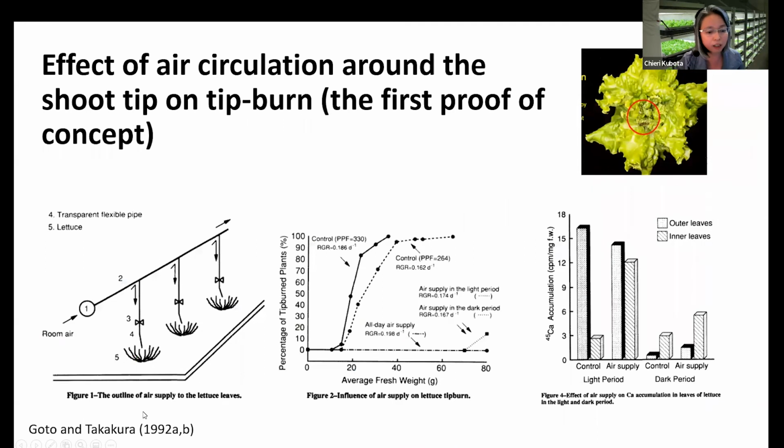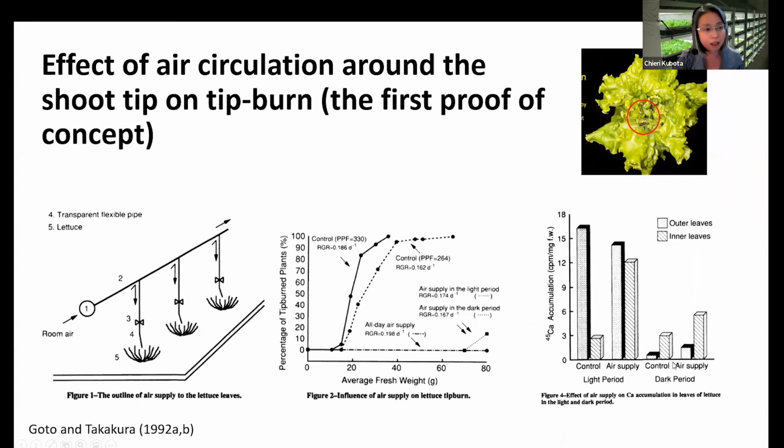So this is Dr. Goto's research showing the schematic diagram, targeted airflow around the shoot tip. And you can see that without airflow, they get up to 100% tip burn. With airflow, almost no tip burn, which is quite remarkable results.